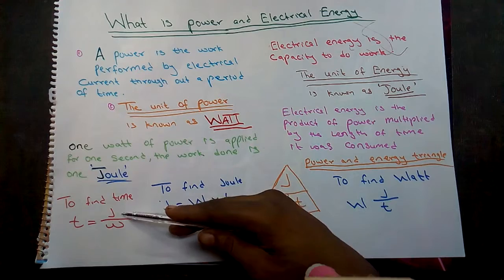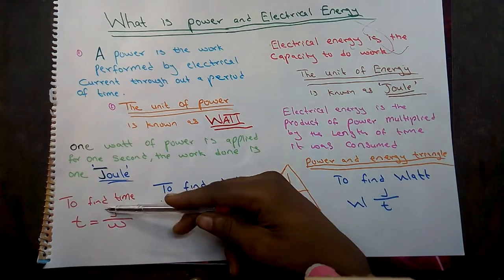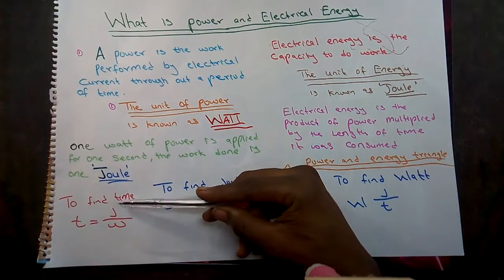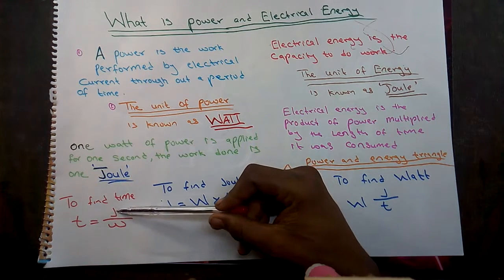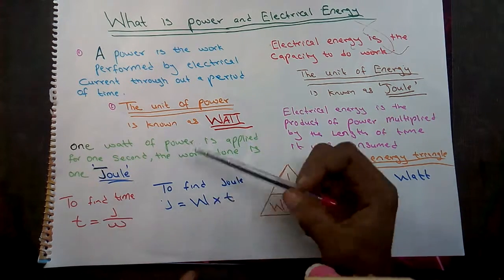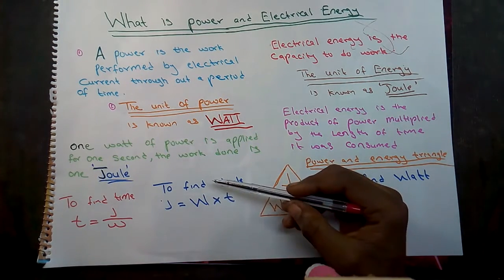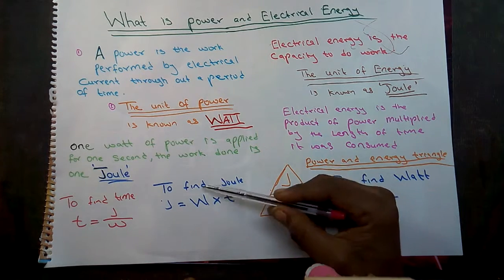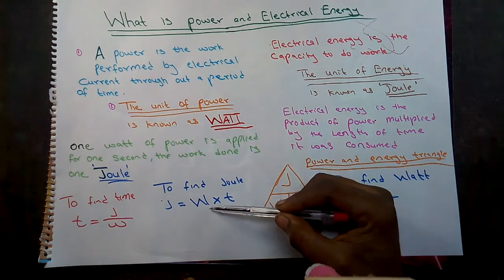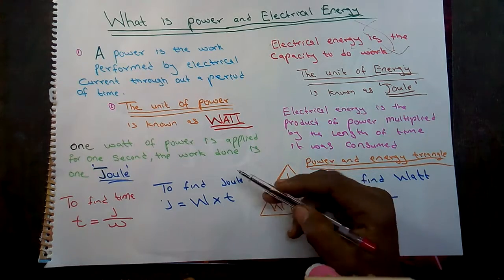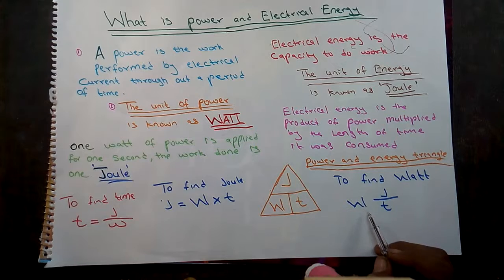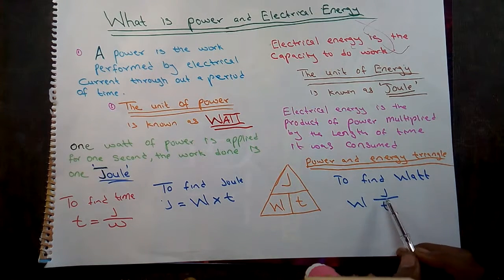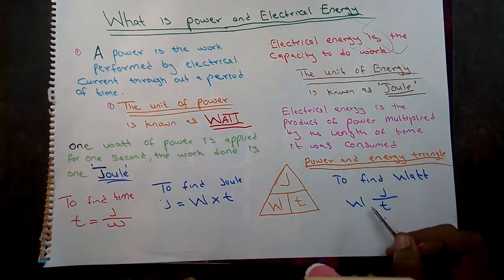So here is the formula. To find time, the amount of time being used in performing work, you have to divide joule by watts, you get your time. If you want to find your joule, which is energy, you have to multiply watts times time, you get your energy. And if you want to find your wattage, you have to do joule divided by time to get your watt.